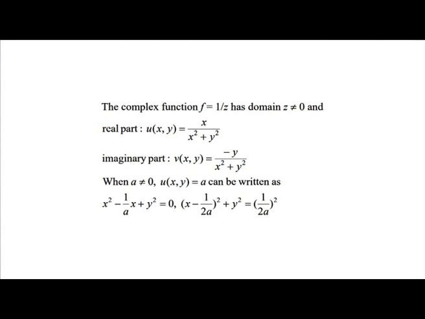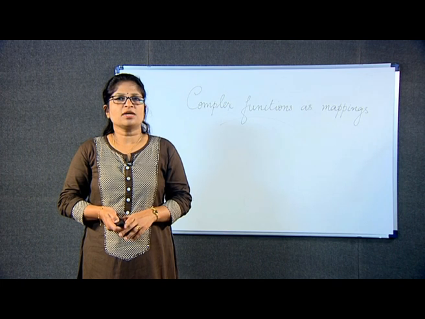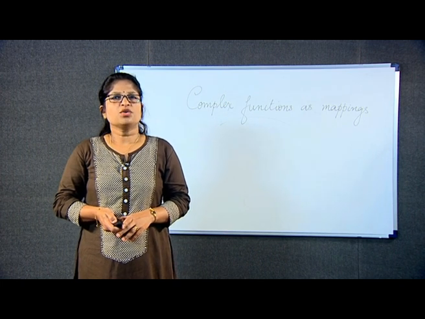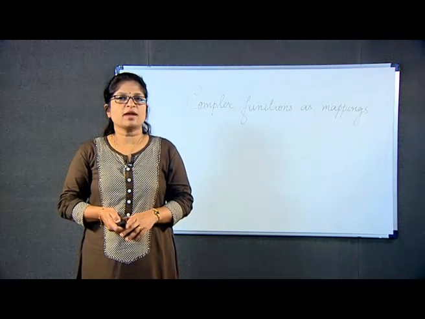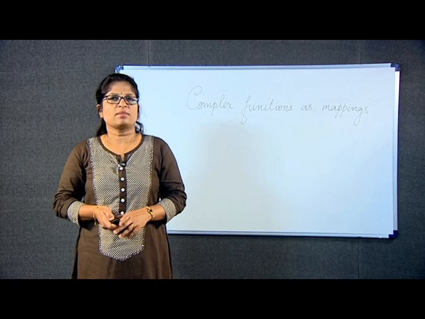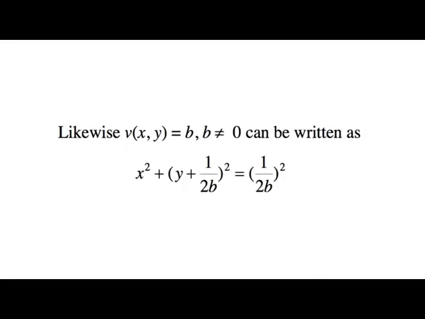If a is not equal to 0, u of x y is equal to a can be written as x square minus 1 by a x plus y square, which is nothing but a circle with center 1 by 2a comma 0 and radius 1 by 2a. So, what is happening to u is equal to a constant? It is nothing but the circle with center 1 by 2a comma 0 and radius 1 by 2a.